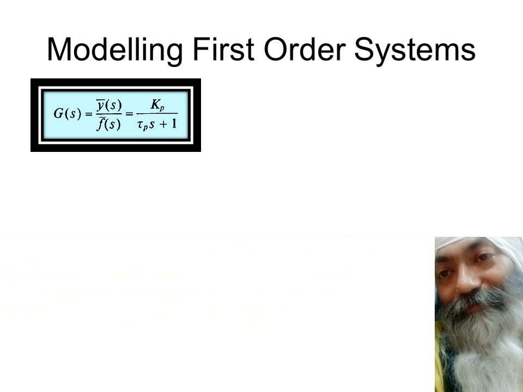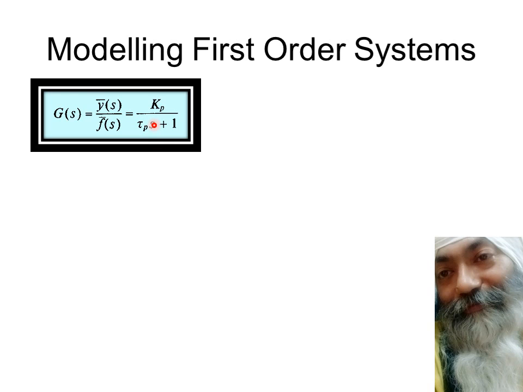So once again, when we go in for the deviation variables, we put a bar over here, and we get ys bar over fs bar. This comes out to be equal to kp upon tau ps plus 1. You all know why, because tau p multiplied by dy by dt, in terms of deviation variables, the initial condition is always 0, so you don't have to subtract anything from here.